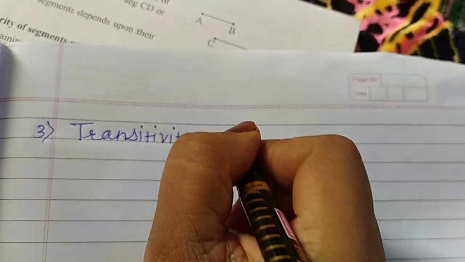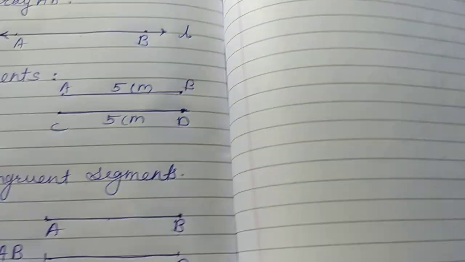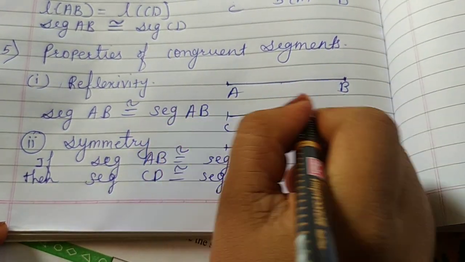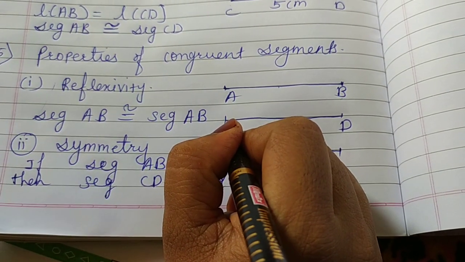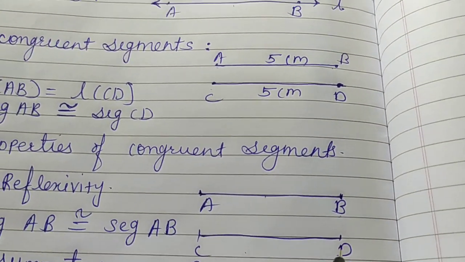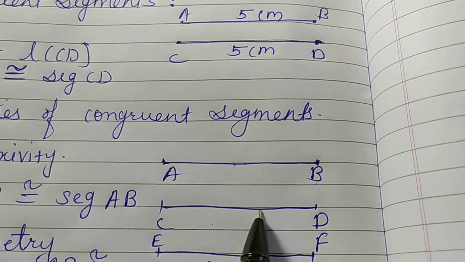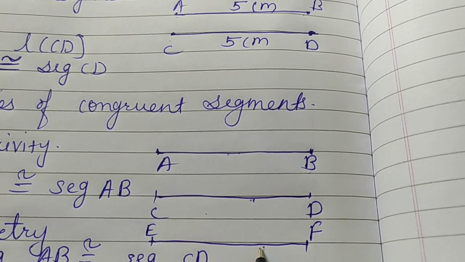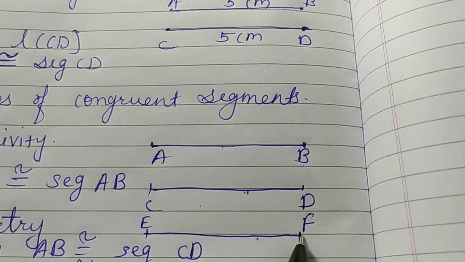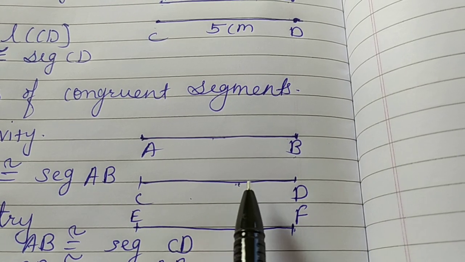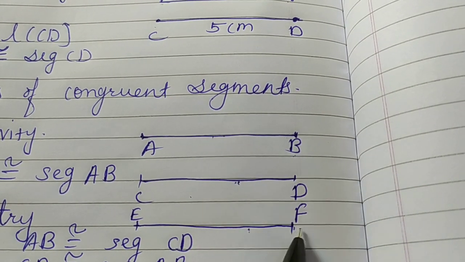So transitivity. Here, if we have three segments AB, CD and EF, what you can say is: if AB is congruent to CD, and CD is congruent to EF, then automatically AB is also congruent to EF. So we have to write that here.